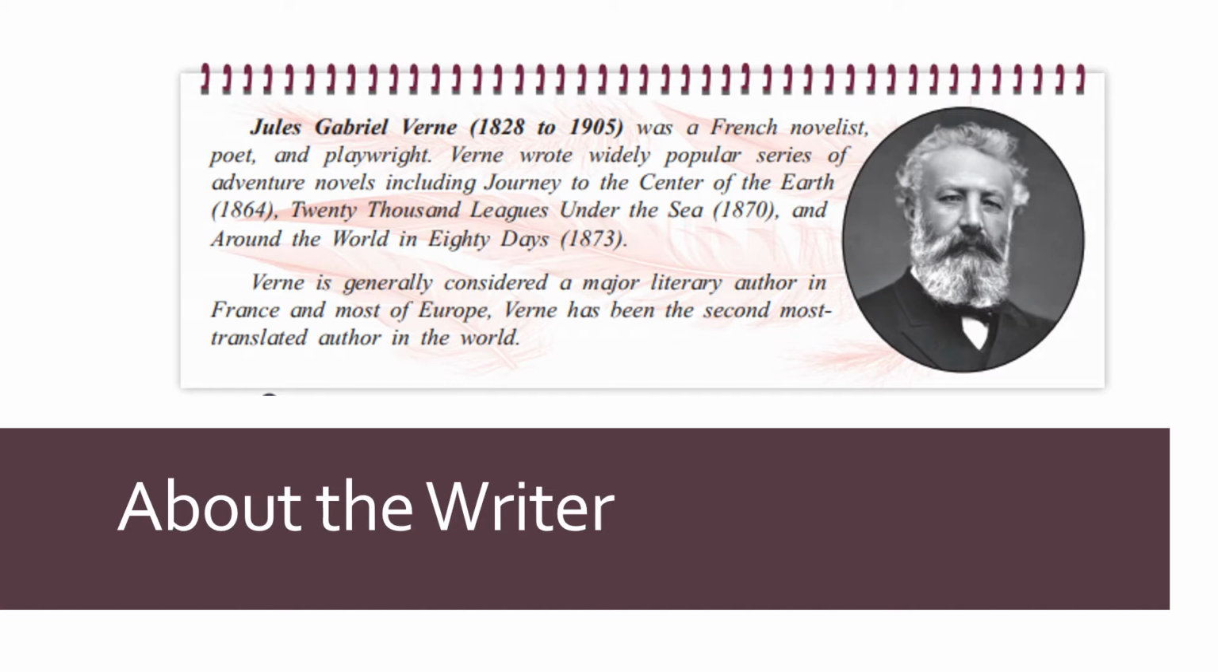Jules Gabriel Verne, who lived from 1828 to 1905, was a French novelist, poet and playwright. Verne wrote a widely popular series of adventure novels including Journey to the Center of the Earth in 1864, 20,000 Leagues Under the Sea in 1870 and Around the World in 80 Days in 1873. Verne is generally considered a major author in France and most of Europe, and he is the second most translated author in the world. He is the author of the novel Around the World in 80 Days, which was written in the year 1873.